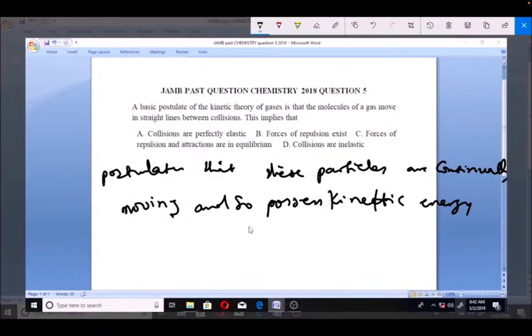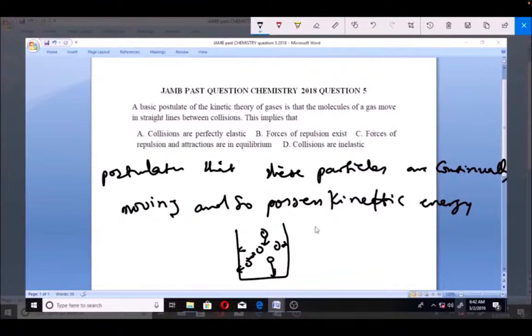The gas molecules will collide with one another and with the walls of the container. So what actually happens is that if you have gas molecules, they are constantly colliding with one another, and they are also colliding with the walls of the container. That's what the postulate of the kinetic theory of gas says. So they constantly do that. So there is the force of repulsion that exists between them. So this force of repulsion also enables this collision with the walls of the container and with them.